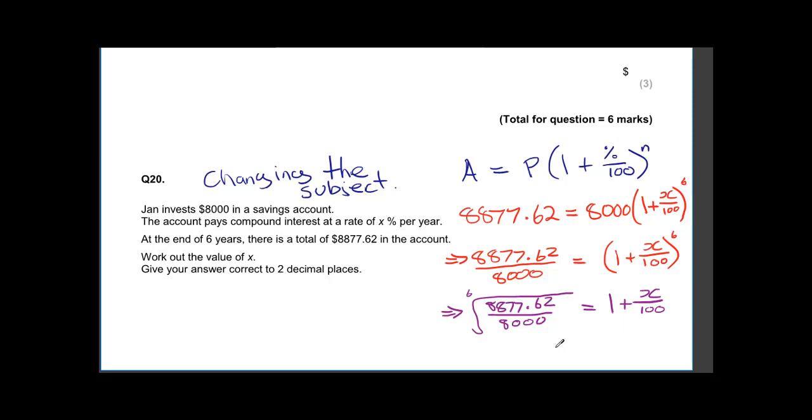Alright, same thing as last time. Take that across, becomes -1. That implies the 6th root of 8877.62 over 8,000, minus 1, equals x over 100.